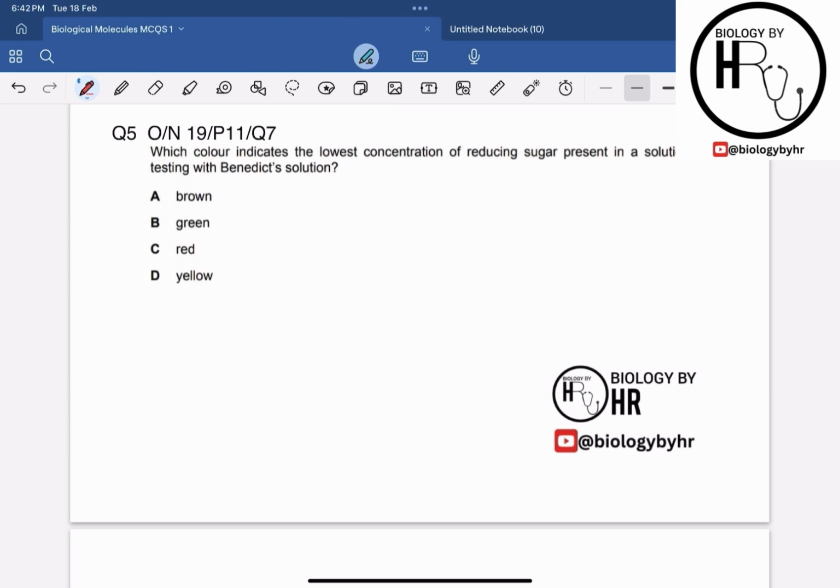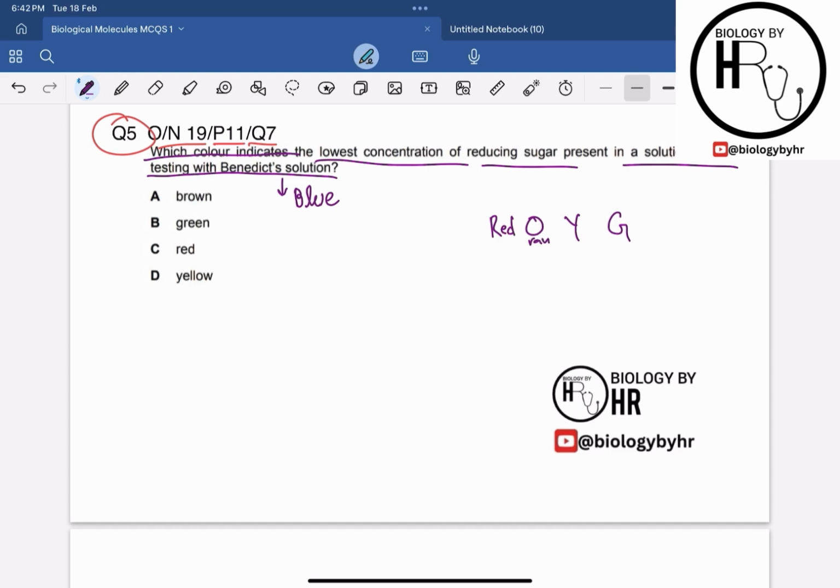Alright, so now let's move on to question number 5. Question number 5 is from October-November 19 paper 1-1 question 7. It says, which color indicates the lowest concentration of the reducing sugar present in a solution after testing with the Benedict solution? We know that the original color for the Benedict solution is blue, and it can give you the color change as red, orange, yellow and green.